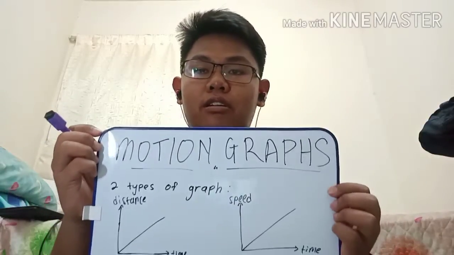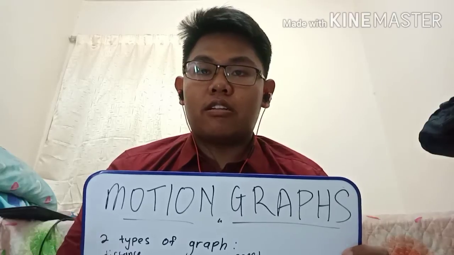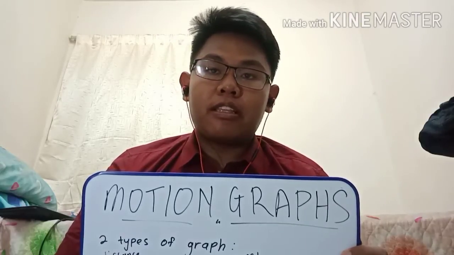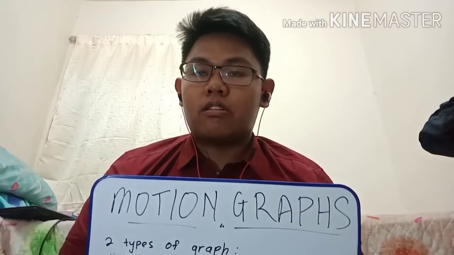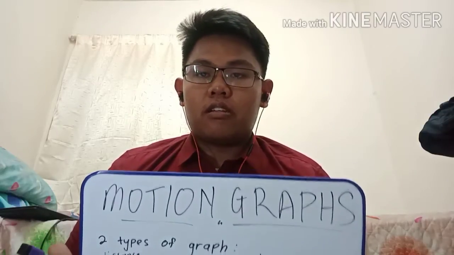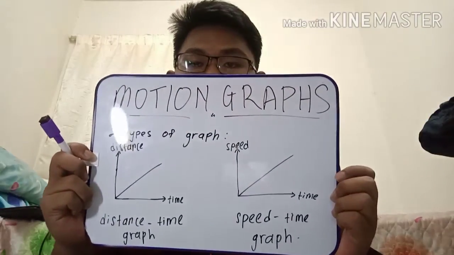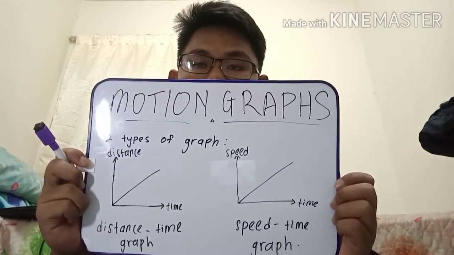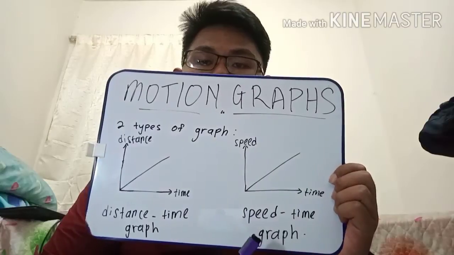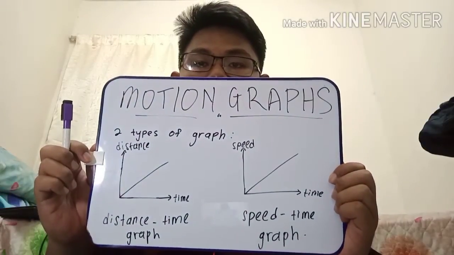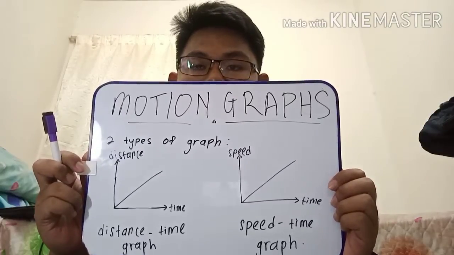So, today I'm going to teach you a lesson about motion graph. We usually learn it in physics, but in mathematics we also learn motion graph. To go through this topic, there are two types of graph that we usually use. The first one is the distance time graph, and the second one is the speed time graph. So we will look at it one by one.